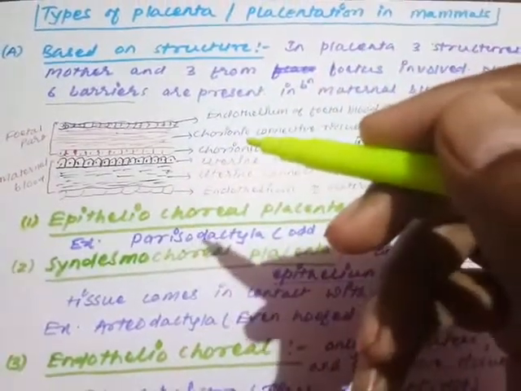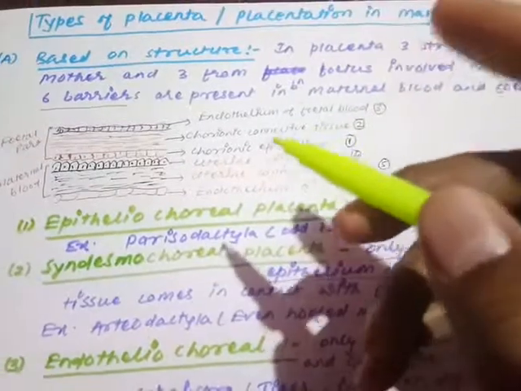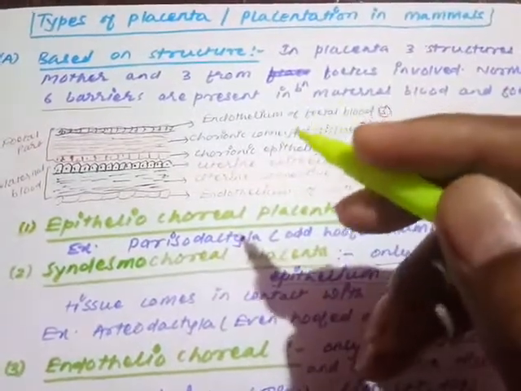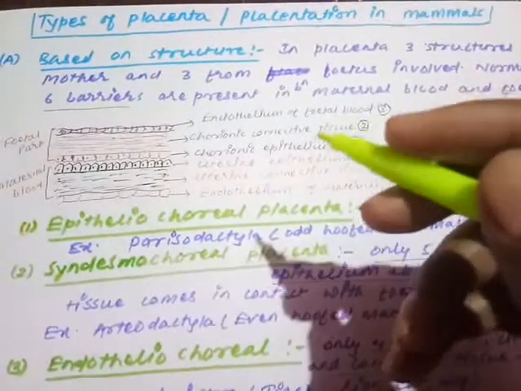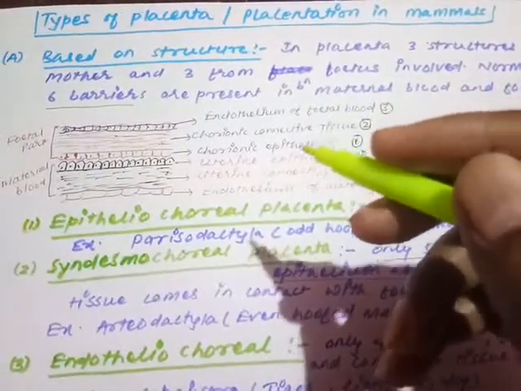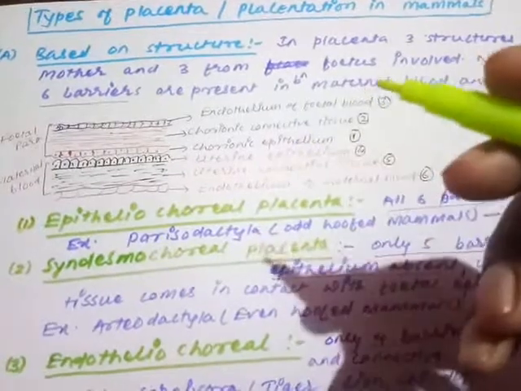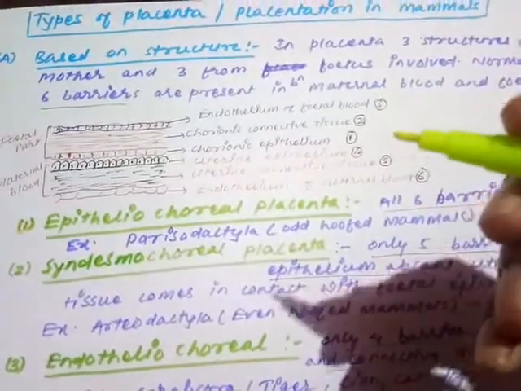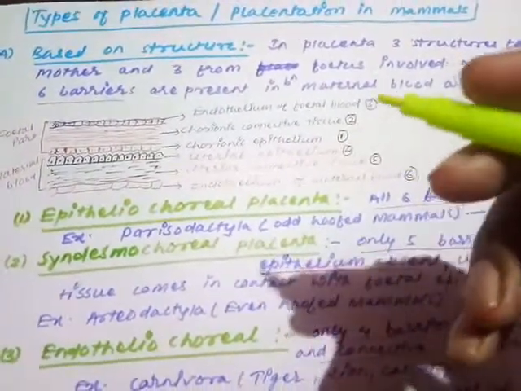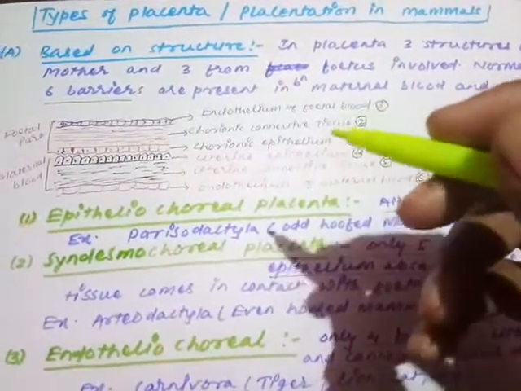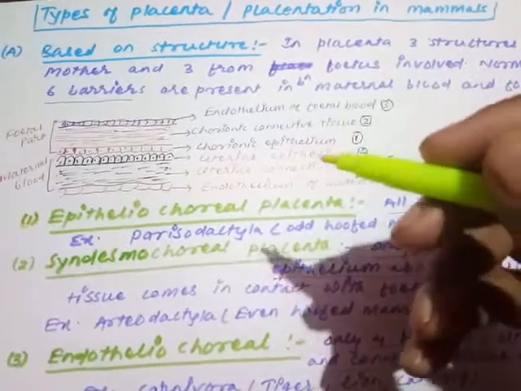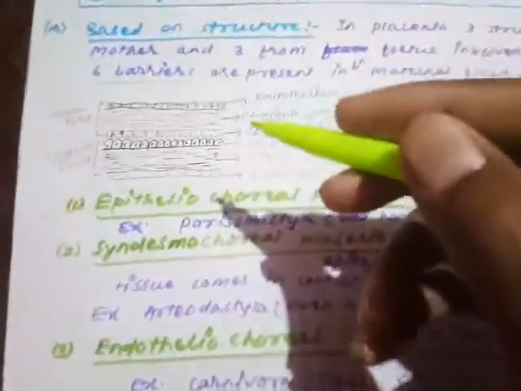So remember my dear child, in the formation of the placenta, three layers or three components take part from the mother and three components take part from the fetus. 3 components from the mother and 3 components from the fetus. So that means there are 6 barrier layers present between the maternal blood and the fetal blood. 6 barrier layers separate the maternal blood and fetal blood. How? Just try to understand the structure of the placenta.